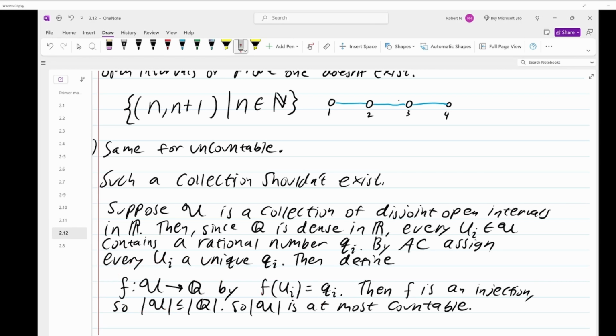The elements of script U are disjoint, so no two can contain the same rational number. So f is one-to-one. That means the cardinality of script U is at most the cardinality of Q, which we know is countable. So the cardinality of script U is at most countable. So any collection of disjoint open intervals is not uncountably infinite. So there are no uncountable collections of disjoint open intervals. This makes sense. Wonderful. That's all my prepared answers.